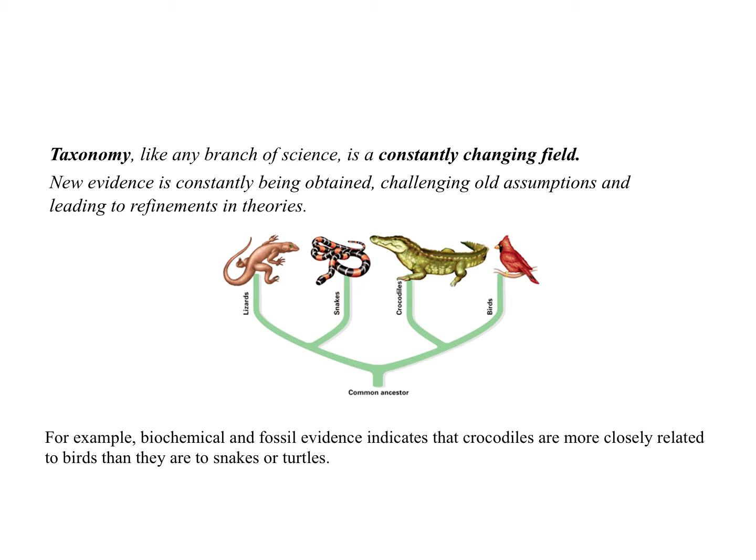Another way it's changing is if we find new information that contradicts what we previously thought. For example, originally we thought crocodiles were more related to snakes and turtles. However, as we got new knowledge on biochemical factors, think of DNA or proteins, and we found new evidence in the fossils, we have changed our minds and we now think crocodiles are more closely related to birds than they are to snakes and turtles.